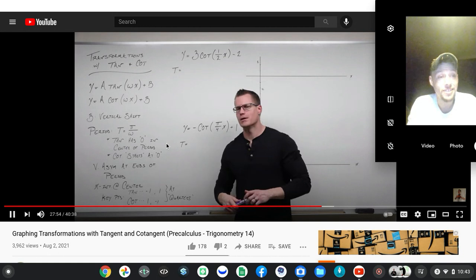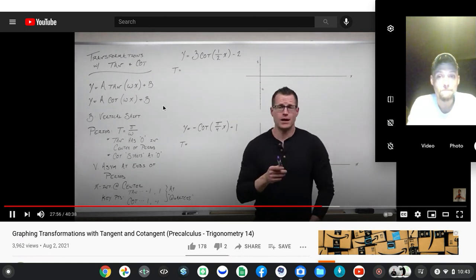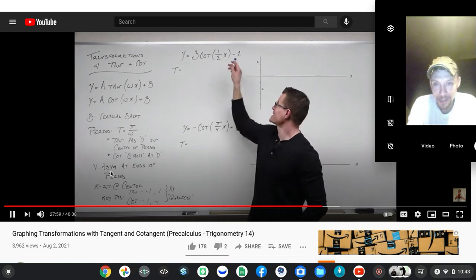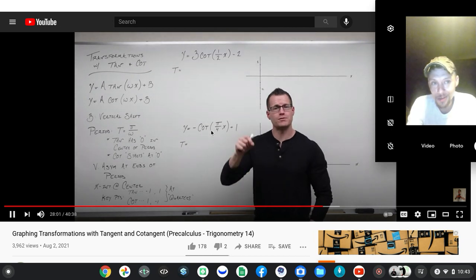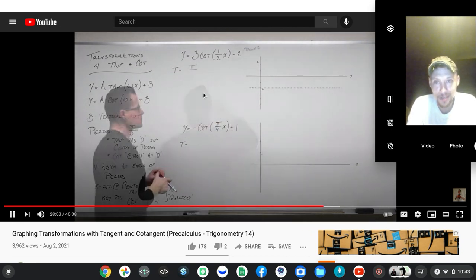Let's get right into it. The first thing we do with our graphs is we find out whether we have a vertical shift or not. That's exactly what that thing says. We have a vertical shift of up 2.